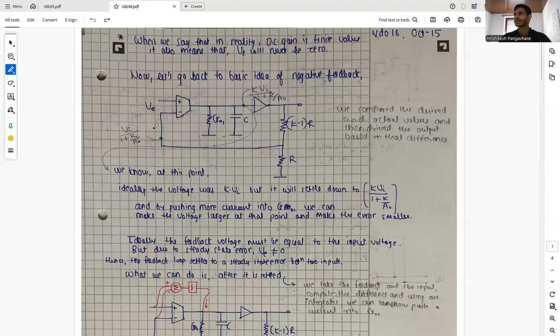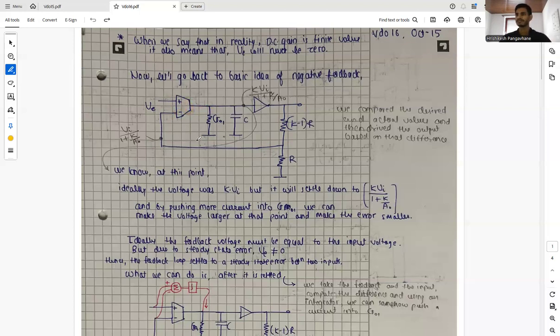Now let's go back to the basic idea of negative feedback. We have our transconductor, and the current generated we pass through our conductances, and this is a buffer we require to isolate our amplifier from the negative feedback loop, and this is the negative feedback loop with the gain K. So we compare the desired and the actual values, and then we derive the output based on the difference using an integrator.